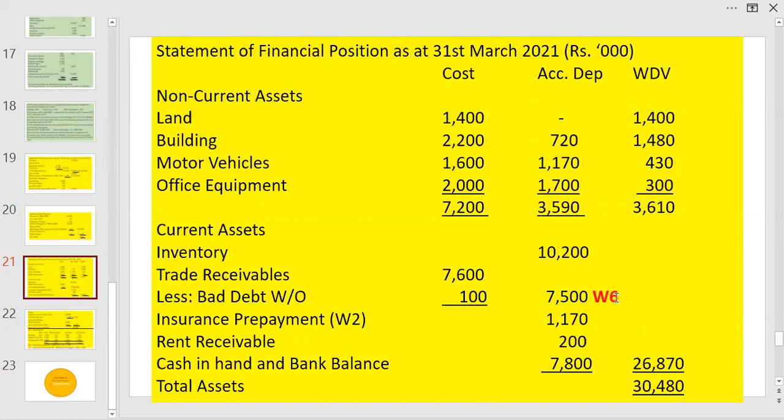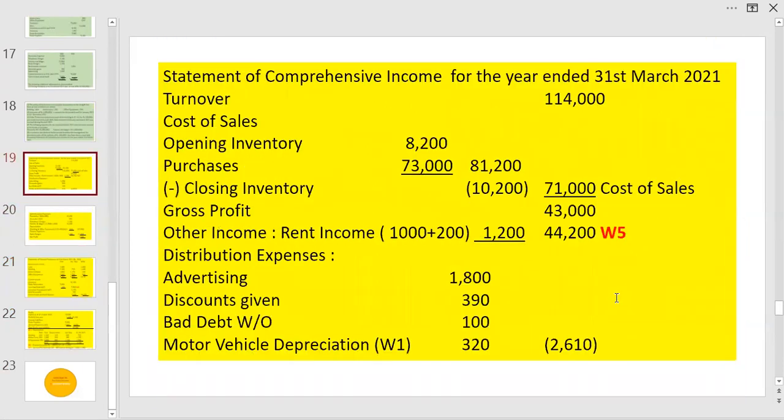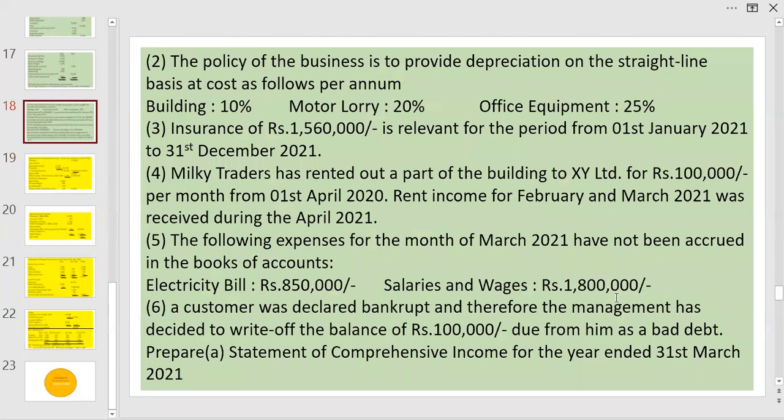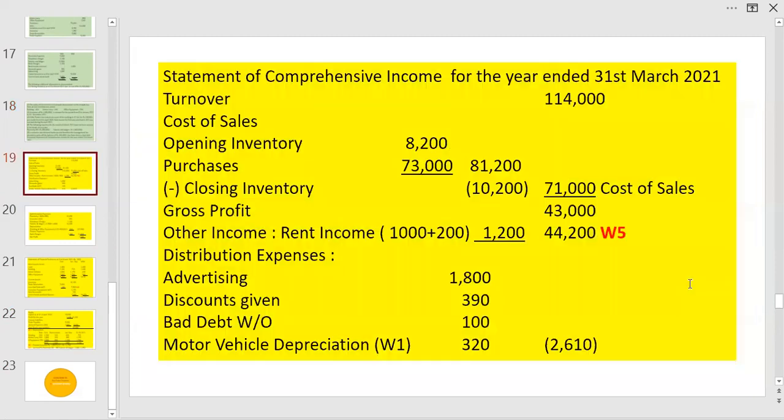We missed the adjustment 4. Part of the building was rented out for 100,000 a month. 10-month rent have been received. Therefore, the 2 months will have to be provided as accrued income. Please look at working 5. Now let us look at the answer.